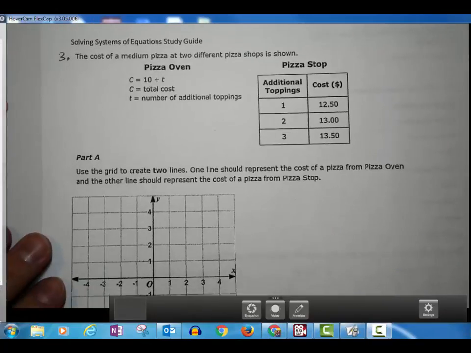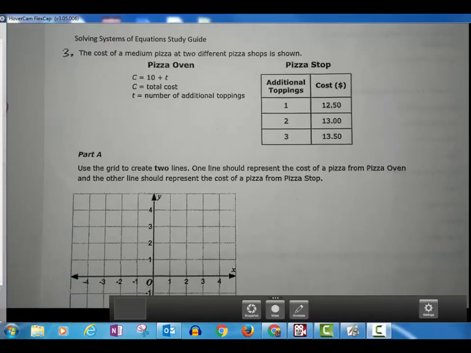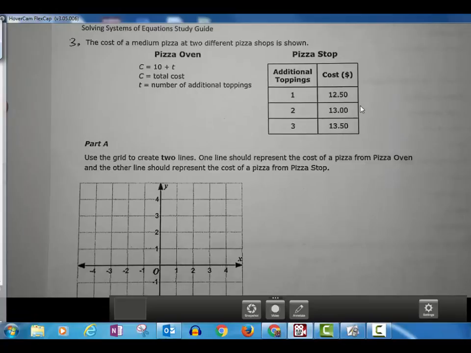Alright, this next one, this is the one that was kind of tricky for everybody. I noticed probably the most common errors came from this one. The cost of a medium pizza at two different pizza shops is shown. Well, you have Pizza Oven, and then you have Pizza Stop. So we've got to compare the two. There are so many different steps here that we need to do to actually solve this one.